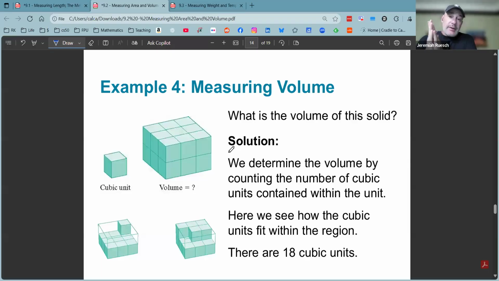Okay. So let's look at this. What is the volume of the solid? Well, let's start counting the cubic units. And so I have 1, 2, 3. Now notice this one right here is the same as this one right here.